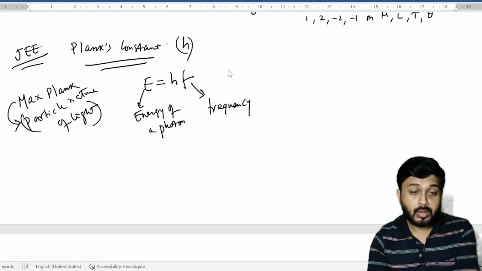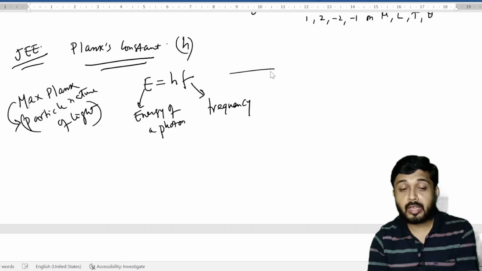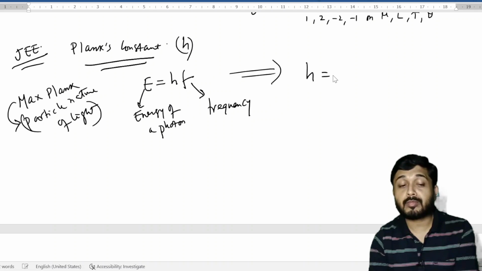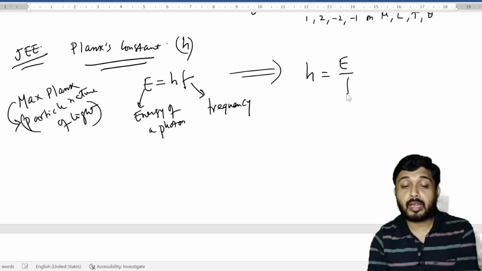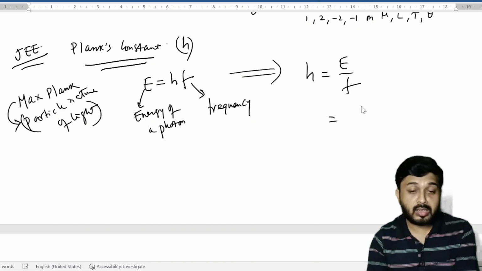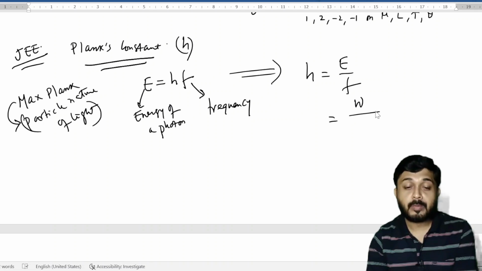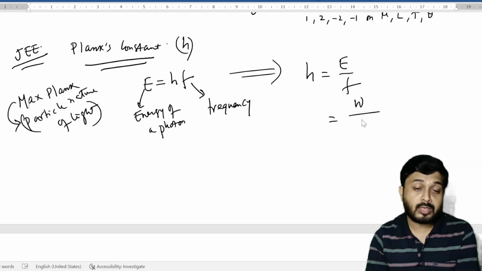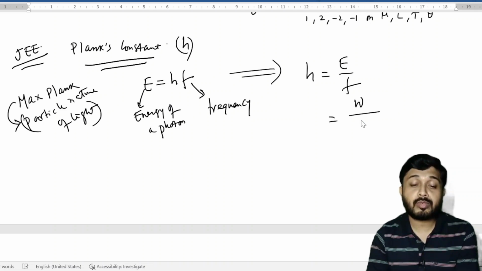So in order to find the dimensions for h, we can write h in terms of E and f: E by f. What is E? E is nothing but energy. And what is energy? Energy is nothing but work done. And in the denominator is frequency. In place of frequency we can write 1 by time.